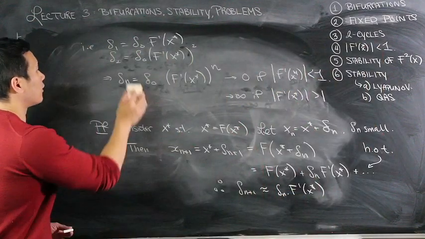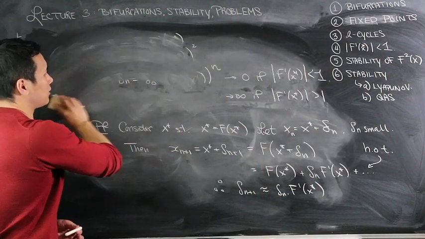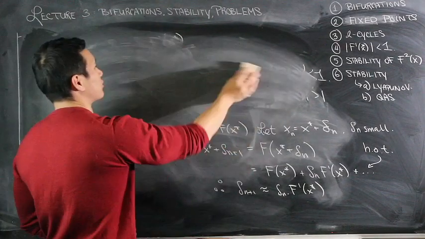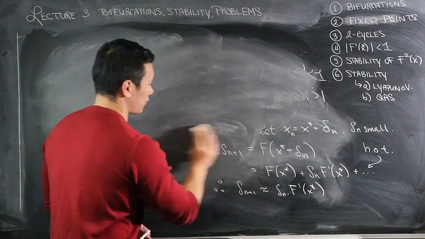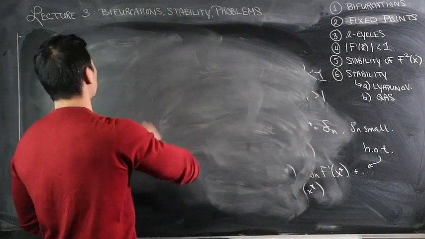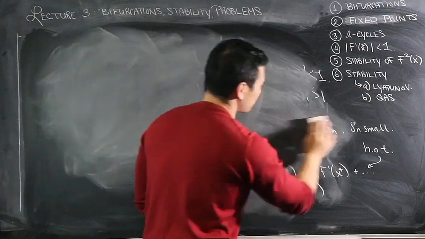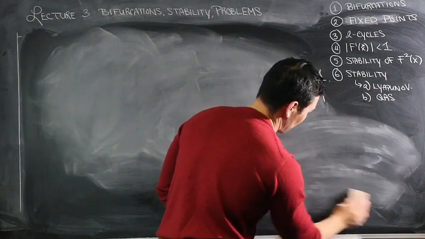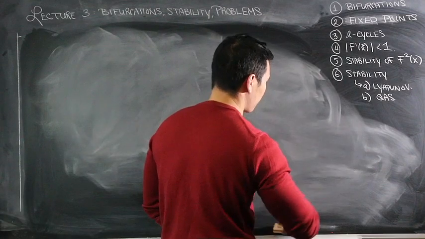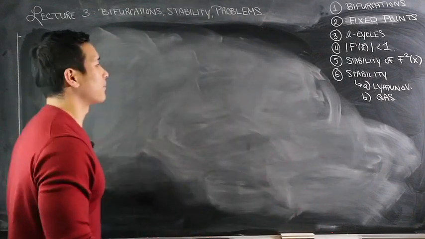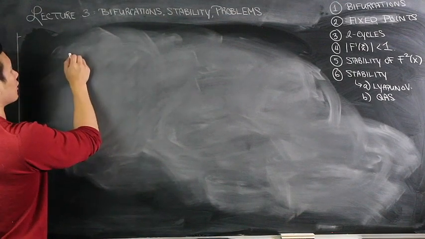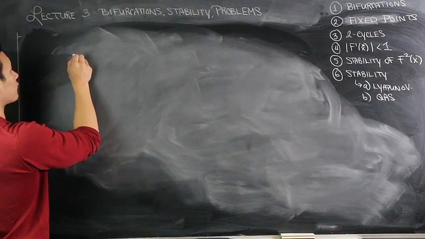Okay, good. Let's talk about stability for the case of 2 cycles. This is a question that someone had asked in the chat. How do I tell that a 2 cycle is stable or unstable? Well, one way to check is that you just treat the 2 cycle itself like a fixed point. So this is item number 5.